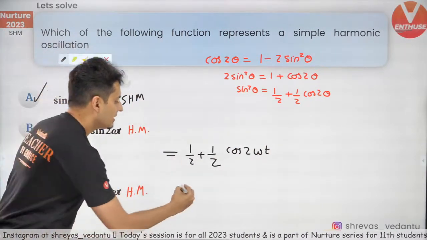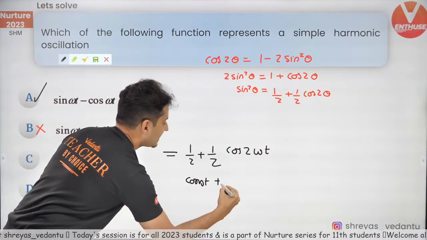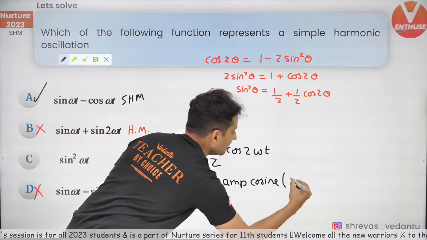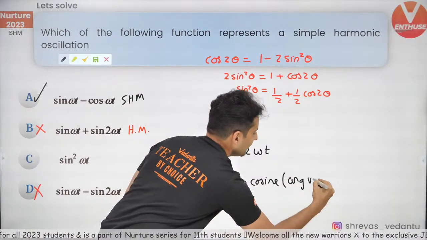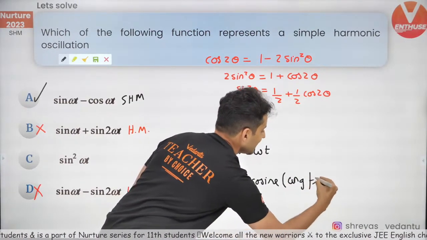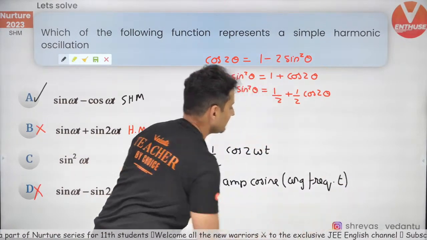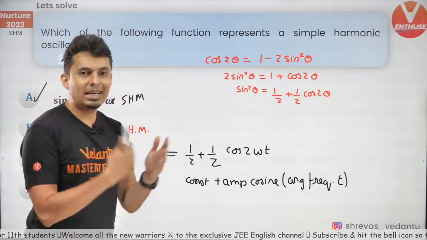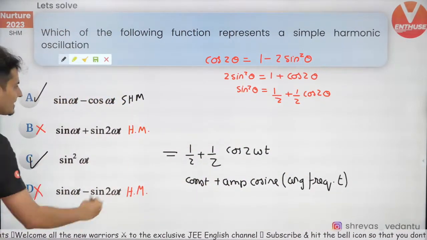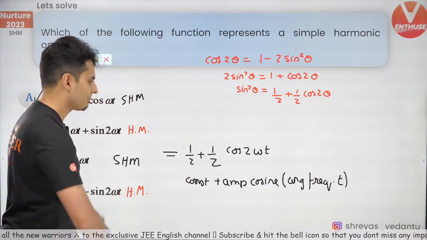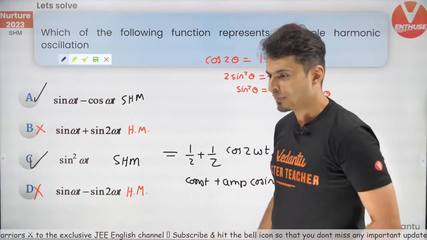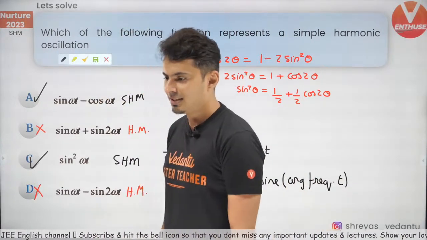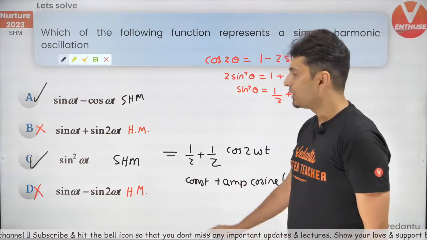Now what is this? This is some constant plus amplitude into cosine, and you have angular frequency into time. Constant doesn't matter. Amplitude into cos term, definitely it is a SHM. So even this is a SHM. Got it? Understood, everyone? So very tricky question.